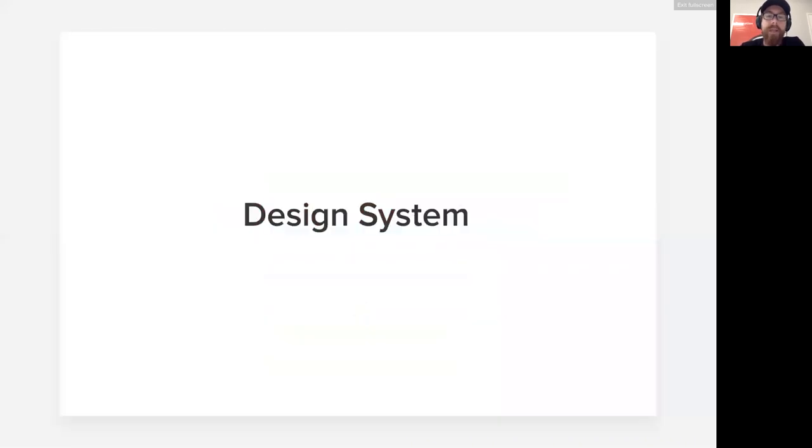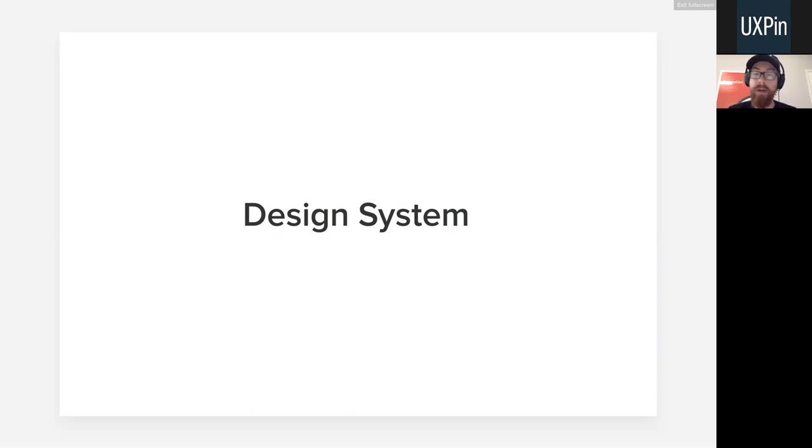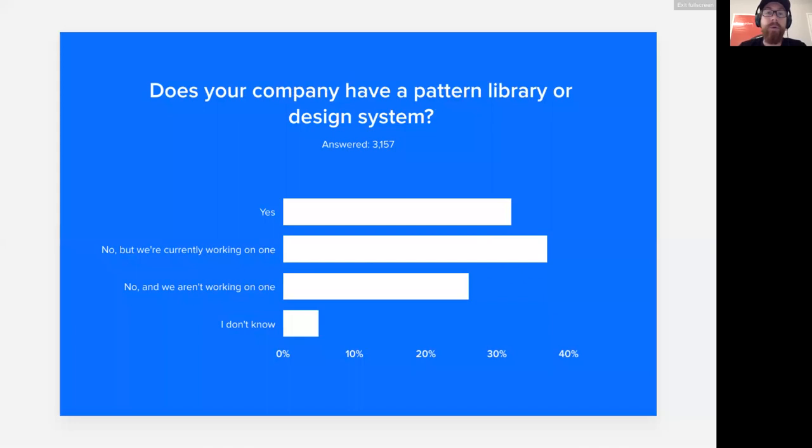Another question was, what is the solution? And the solution mentioned by many of our participants in the research was actually a design system. So we asked people, do they have a pattern library or a design system? Pattern library is a subset of a growing design system. In a way, it's one of the things that we have in a design system, but there's still a lot of misconceptions about what a design system is. So we just decided to ask this question straightforwardly to all of our participants in the research.